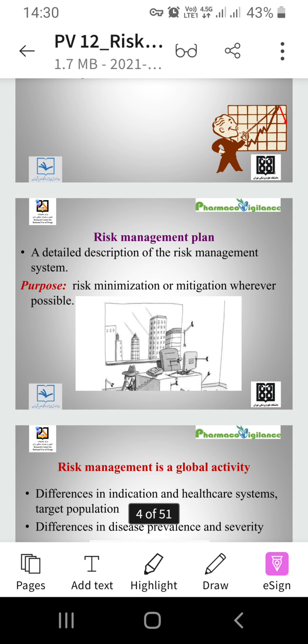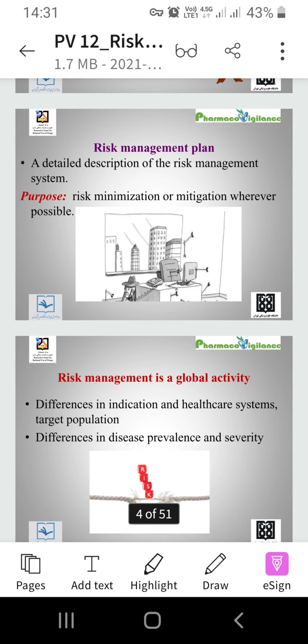For the risk management plan or RMP, we should have a detailed description of the risk management system. The purpose of this is risk minimization or mitigation wherever possible. This is the goal and purpose of our plan.